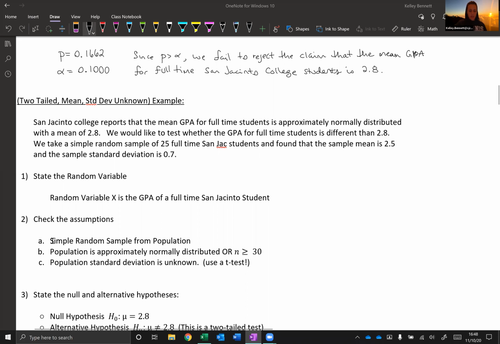We know we're using a simple random sample because it says so in the problem. And then for B, population is approximately normally distributed or n is greater than or equal to 30. Well, our sample size has changed. Before it was 100 and we weren't told that the population was approximately normal. In this version of the example, we are told that it's approximately normal, but our sample size is now 25. But we still have our bases covered because we just need one of them to be true, like be approximately normal or have a big sample. Sometimes it'll be both.